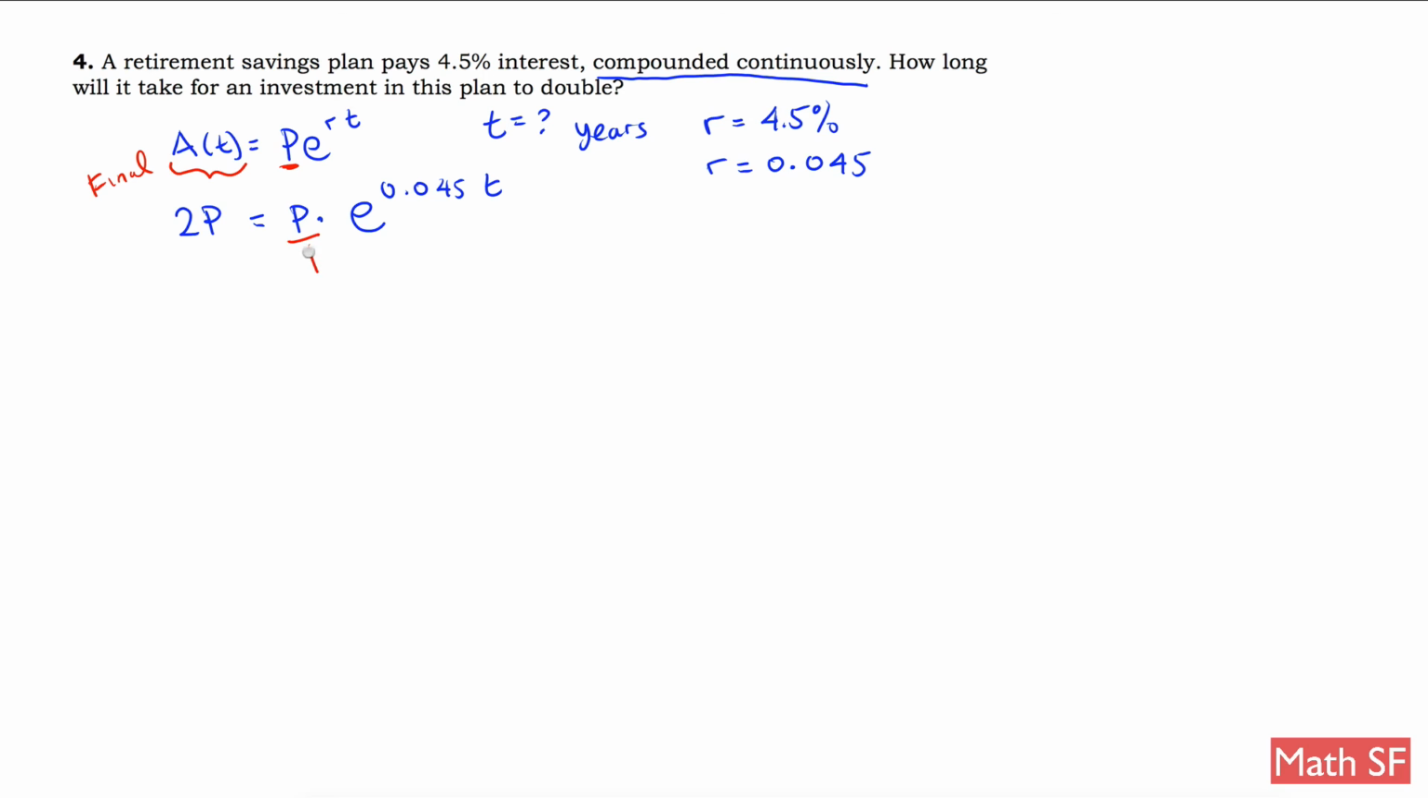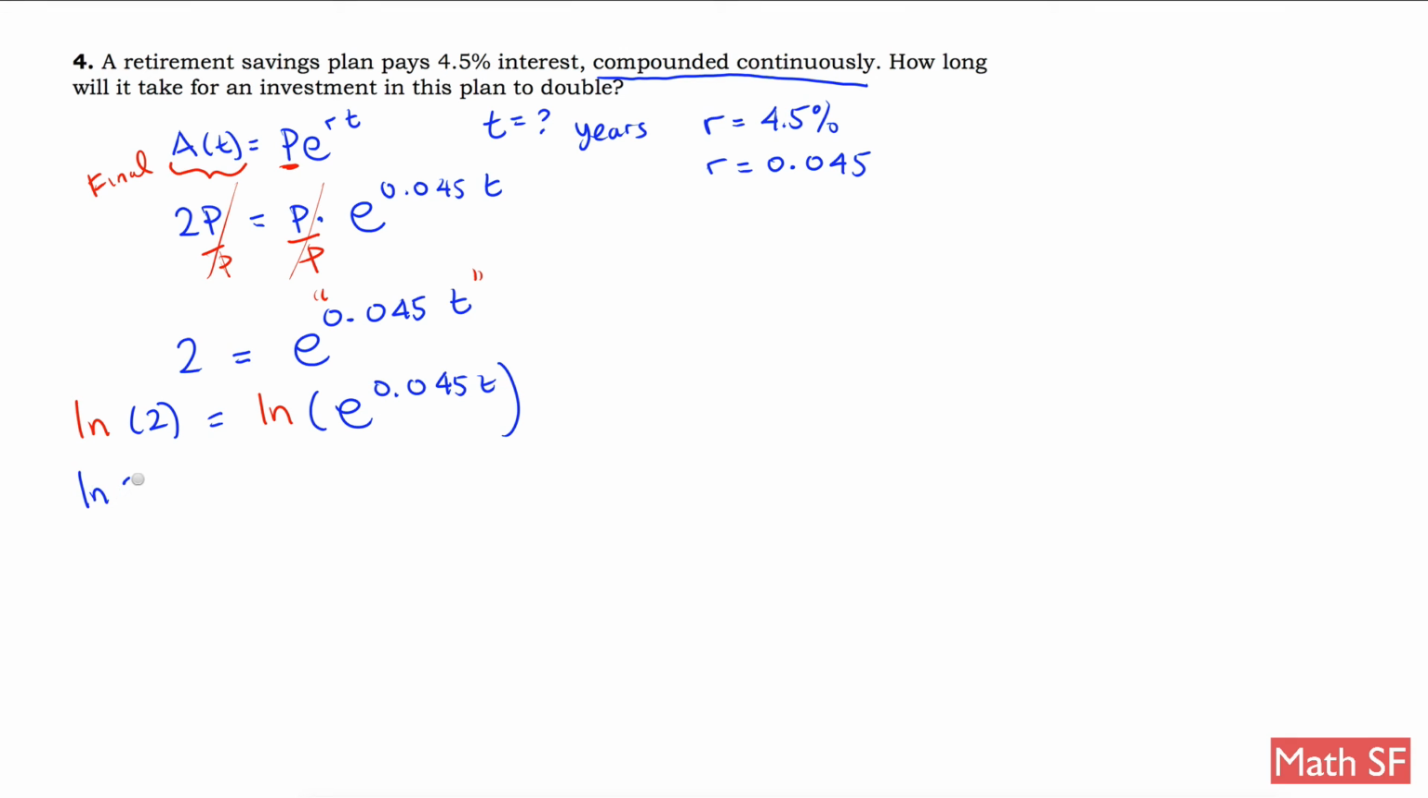Now let's solve this part here. If you divide by P each side, the P is gone. So 2 equals e to the 0.045t, and let's solve for t. We've been doing previously that if I want to drop this guy to the bottom part, I must use the logarithmic property. I'm going to take the ln on each side, so ln of 2 and ln of all of these guys here. The reason we do that is so this exponent can go to the front. So I'm going to have ln of 2 equal to 0.045t times ln of e.